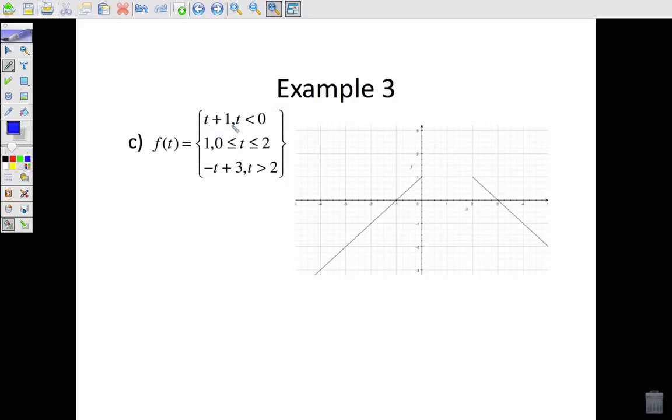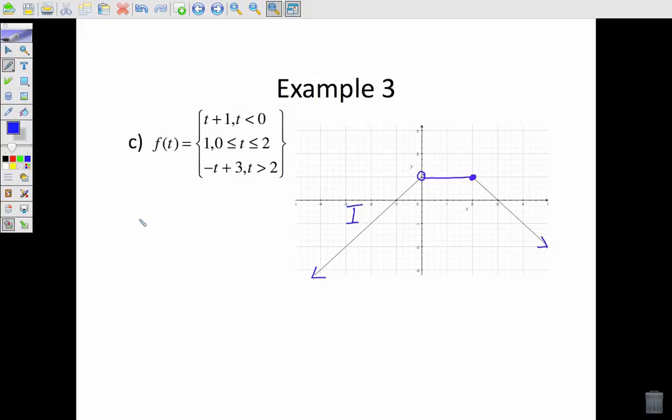All right, let's look at one more here. This is our graph of this piecewise function. We've got t plus 1 for t less than 0. This is an open circle. Then we've got a horizontal line until we get to 2, and then we've got -t plus 3 for the second piece. So this is our piecewise function. It's graphed.